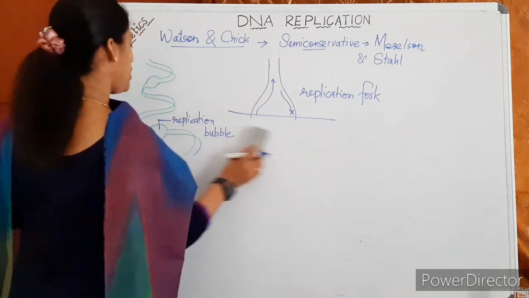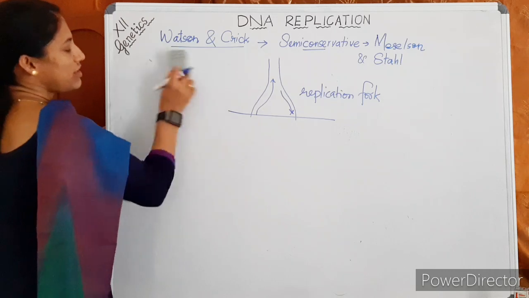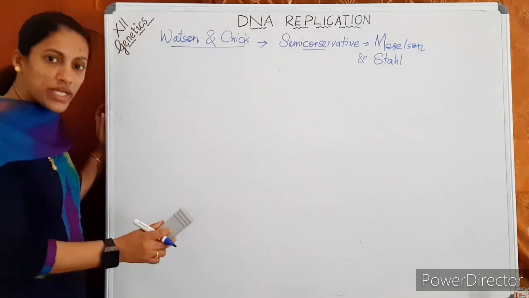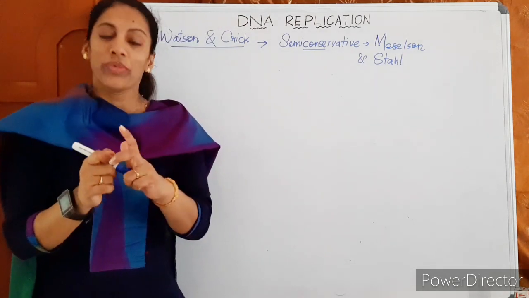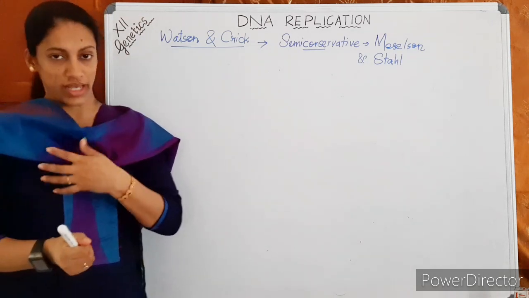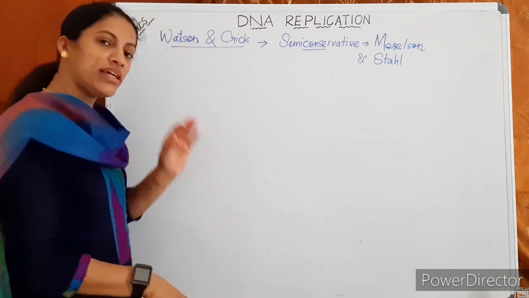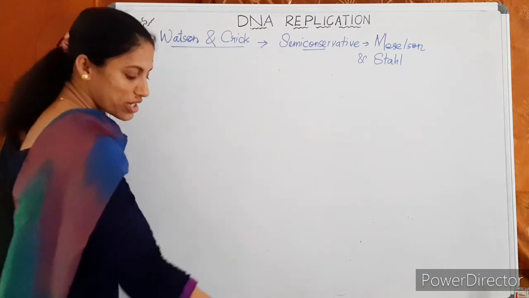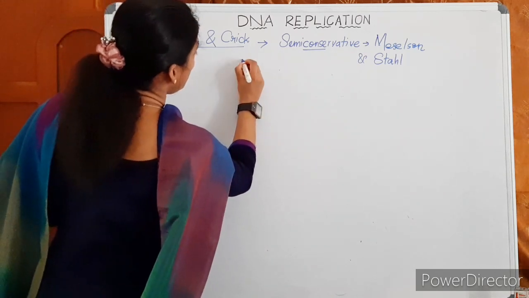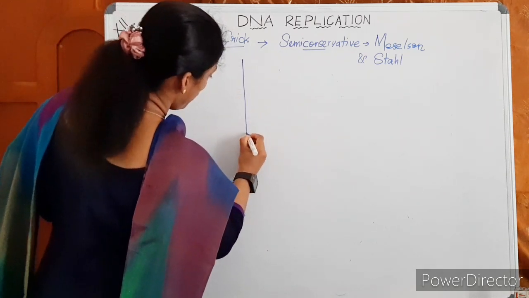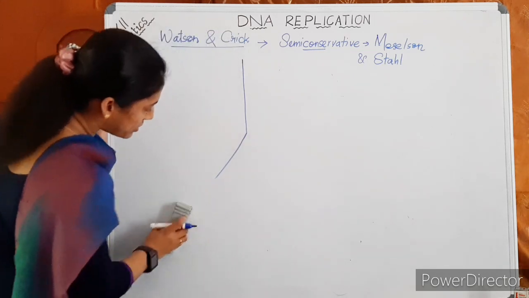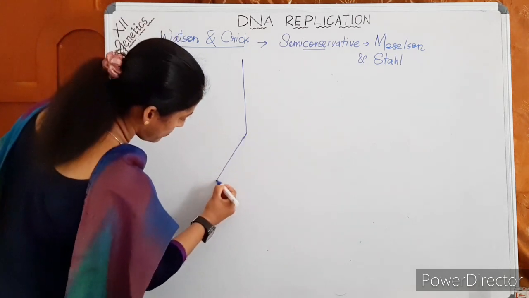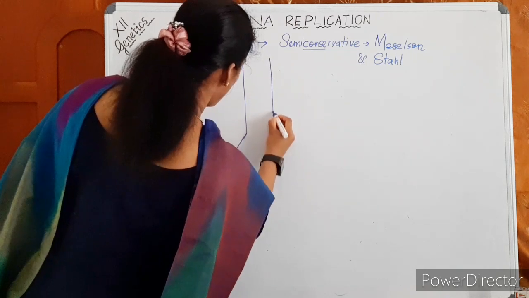Shall we? So what is an ORI site? An ORI site is the region where DNA replication begins. If it is 2.2 meters long DNA, we have many ORI sites. At the ORI site, DNA unwinds to form bubbles or replication forks. So the replication fork we draw next. One strand of DNA, we are drawing it stretched like this. Then the next strand of DNA.